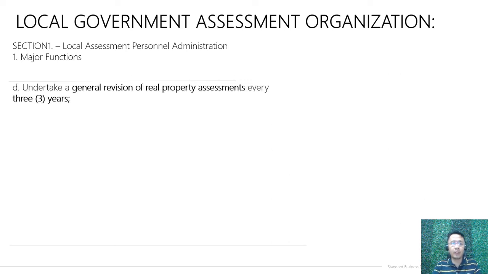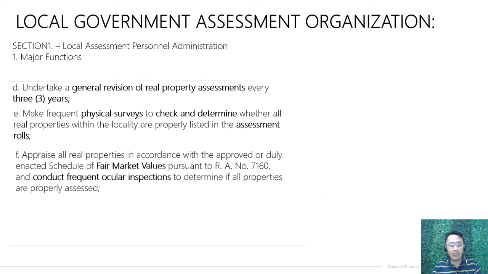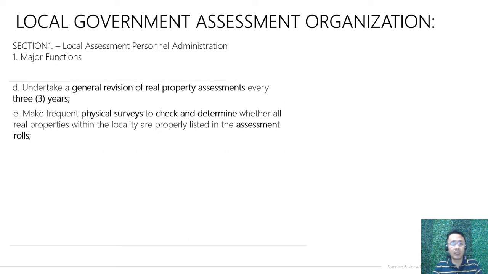Next is to undertake a general revision of real property assessments every 3 years, and also to make frequent physical surveys to check and determine whether all real properties within the locality are properly listed in the assessment rolls.